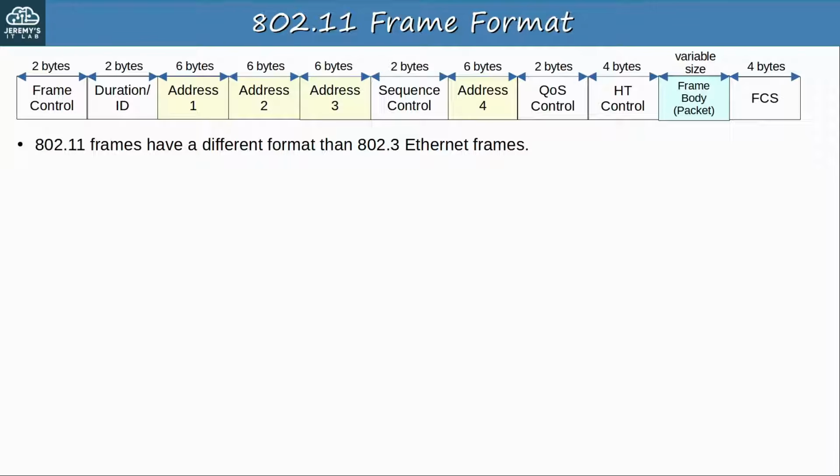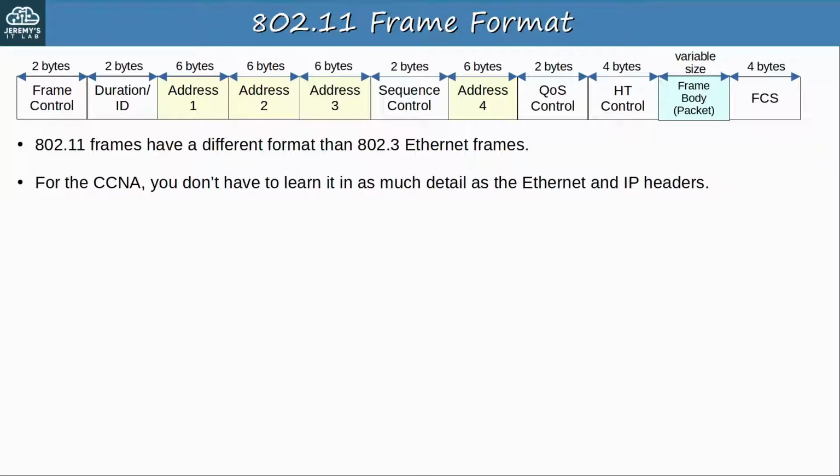So let's look at the 802.11 frame format first. As you can see, it has a different format than an 802.3 Ethernet frame. 802.11 frames are more complicated than Ethernet frames, but for the CCNA, you don't have to learn it in as much detail as the Ethernet and IP headers. So I'll just provide a high-level overview.